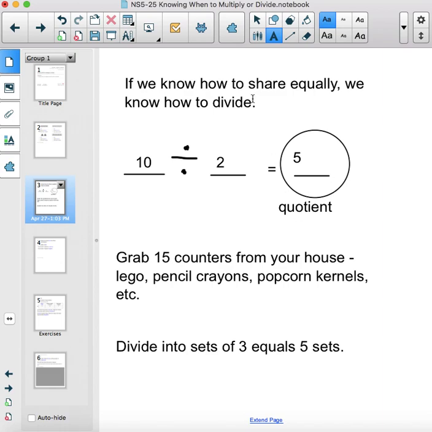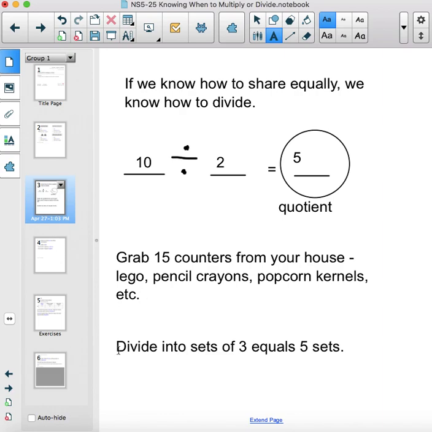So you can go ahead and pause it, and in your house, I want you to go and grab 15 counters. It could be 15 pieces of Lego, 15 pencil crayons, 15 popcorn kernels, whatever works for you. Once you get it, come on back. You're going to divide it into sets of 3. So you have 15 altogether, and you're going to divide them into 3 equal sets of 5. Pause it, go get what you need, and then press play when you come back.